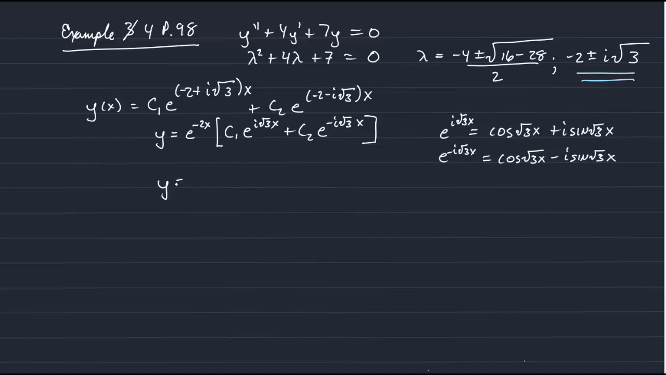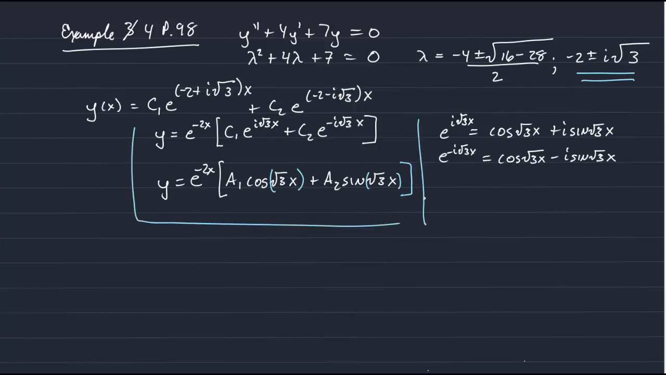And so we could write this also as e to the minus 2x times a1 cosine square root of 3x, just to make sure, so the square root of 3x is in the cosine function, plus a2 sine square root of 3x. And these are two equivalent ways of writing the general solution to this problem.